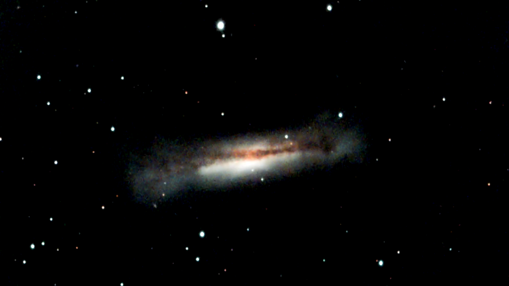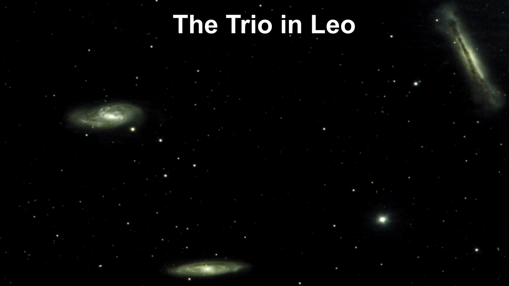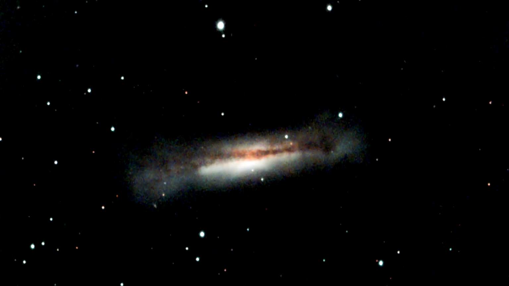Well, this Hamburger Galaxy is part of the trio in Leo. There are 3 galaxies close by each other. They're about 35 to 36 million light years away from Earth, meaning that the picture you're looking at took 36 million years to get here. So what you're actually looking at is a time machine. You're seeing what these galaxies looked like 35 to 36 million years ago.